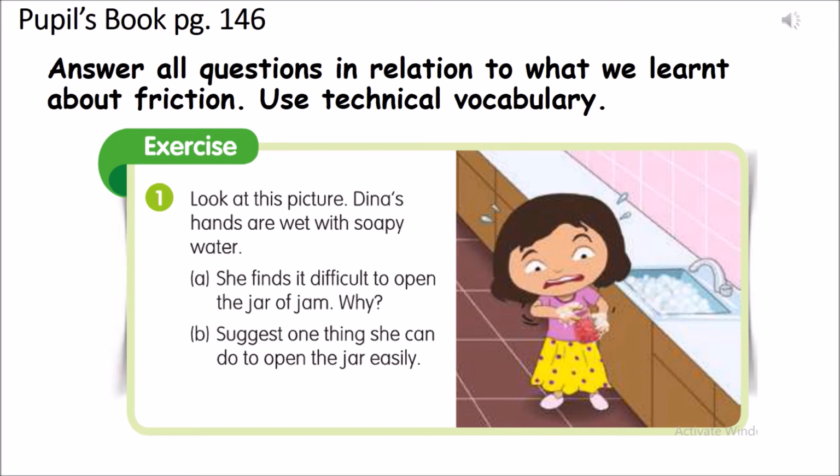And now we're coming to the end of science for year 3. The whole year is finished. So let's go to Pupil's book, page 146. I want you to be answering all the questions in relation to what we learned about friction. Use technical vocabulary, such as friction, opposing motion, slowing down, grip, all of these types of words, please. So let's start with exercise 1.